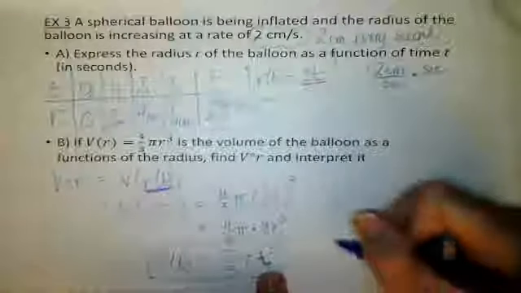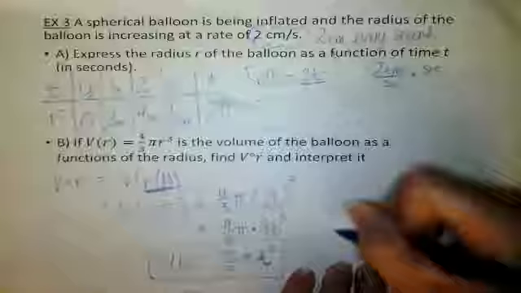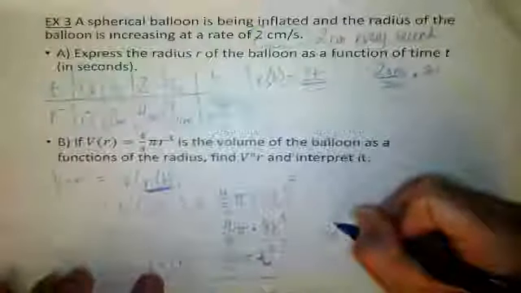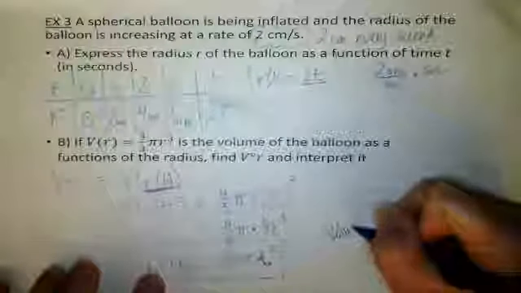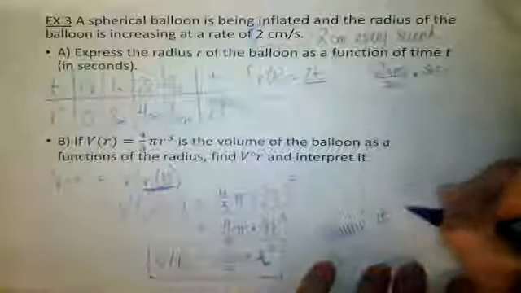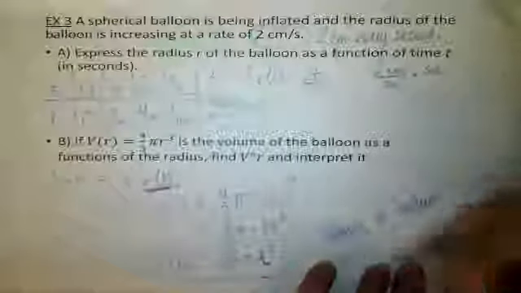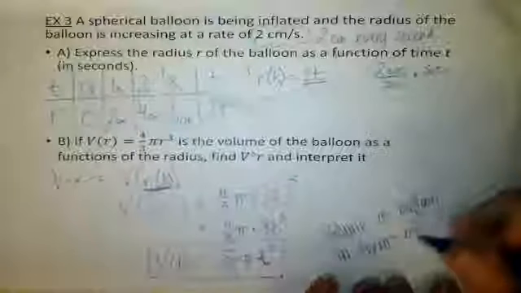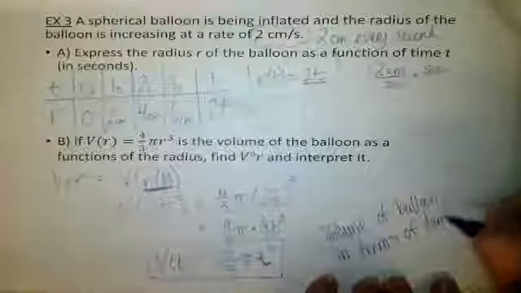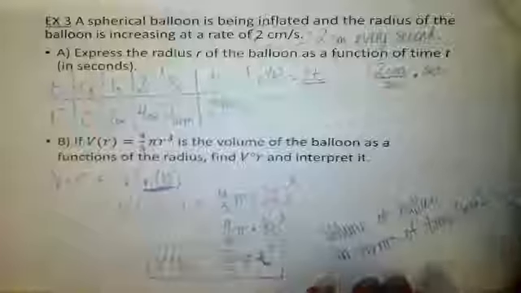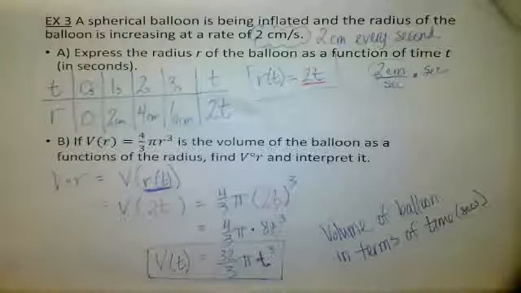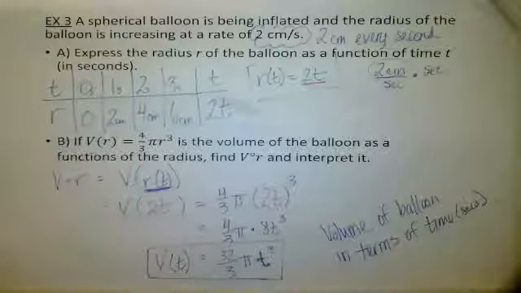And what does t represent? Time. So the meaning would be what? What does V stand for? Volume. Volume of the balloon in terms of time in seconds. So this formula gives us the volume of that balloon every second, at whatever second we are inquiring about.